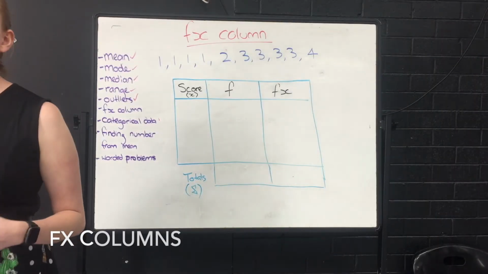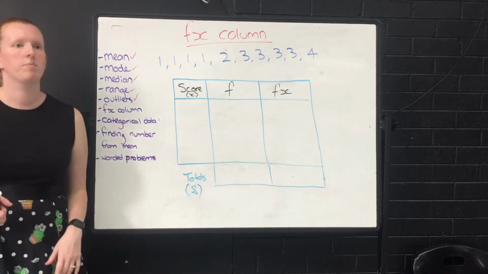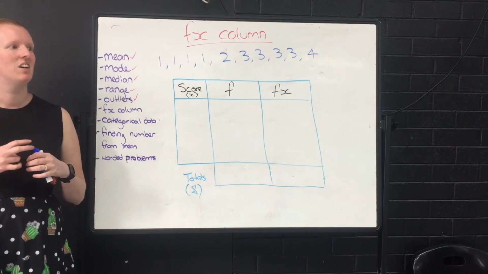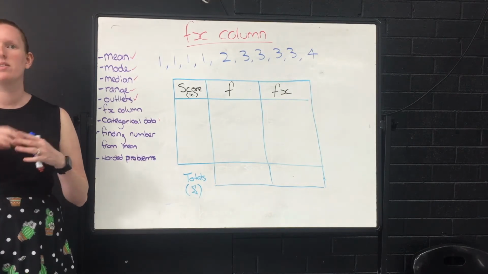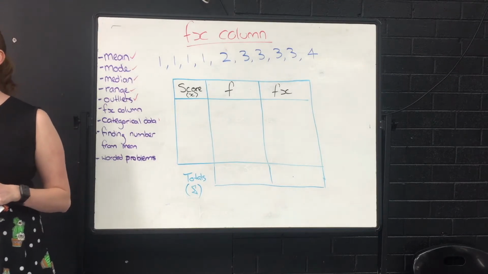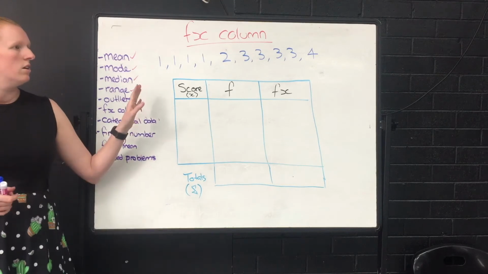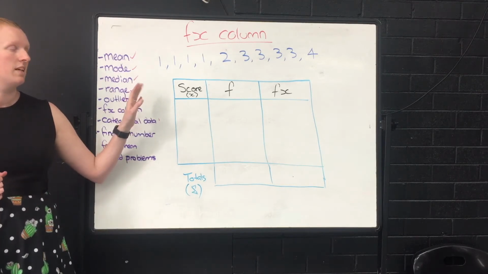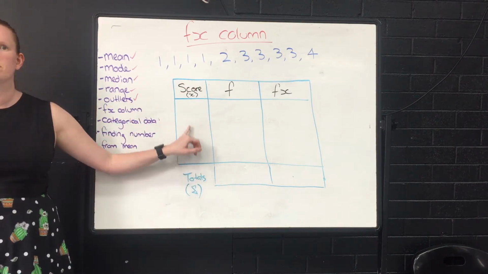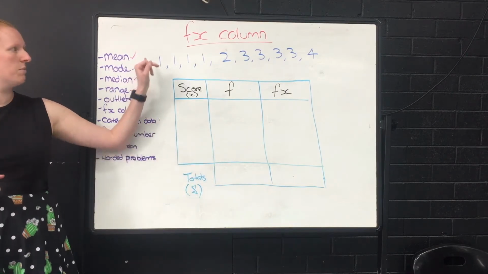All right, now let's look at FX tables or FX columns. This is a way of writing all of our information, and then it can make our life a little bit easier when we have to calculate the mean later on. So, what do you reckon we're going to put in this box? It says score. So what do you reckon that's going to be? If these are my scores up here.